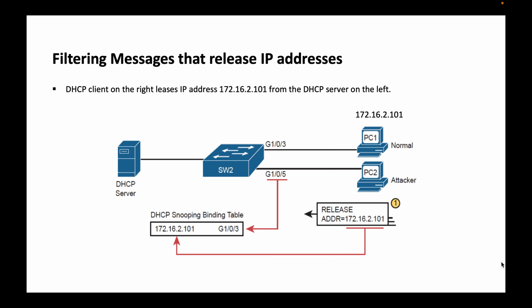Here, if you see, the incoming message is a DHCP release message on port 105 listing address 172.16.2.101, which is assigned to the client. The DHCP snooping binding table lists 172.16.2.101 as being originally leased via a message arriving on port G103. So, since it is available in the binding table, DHCP snooping discards the DHCP release message from the attacker. This is how it safeguards the assigned IP address.